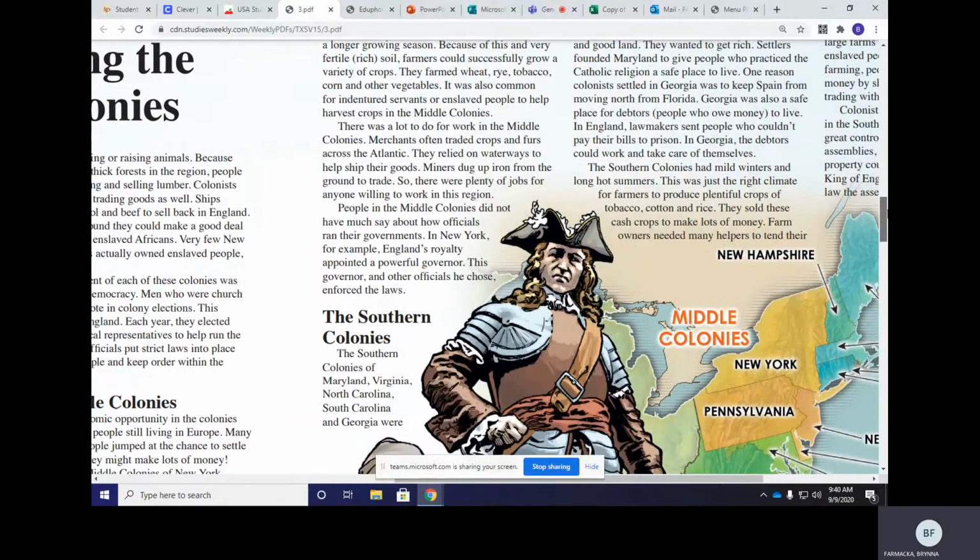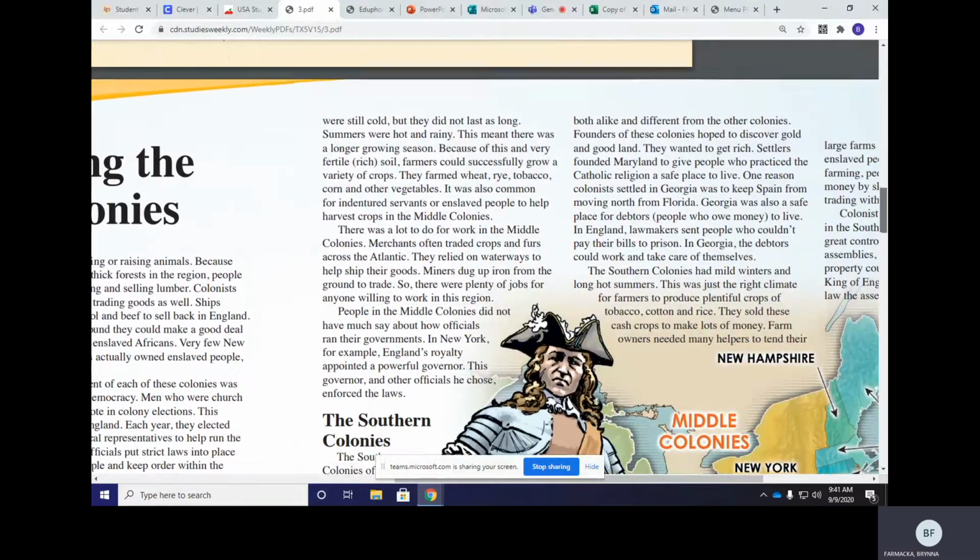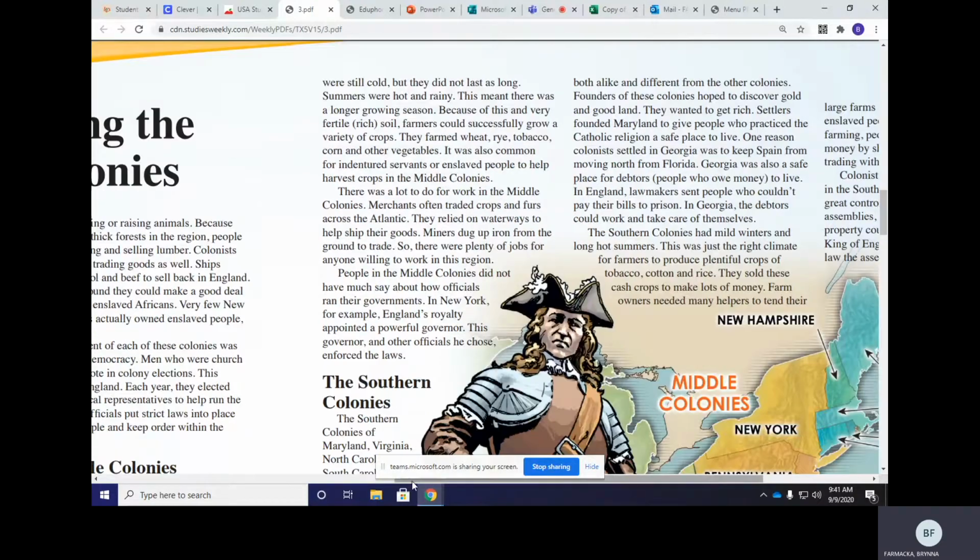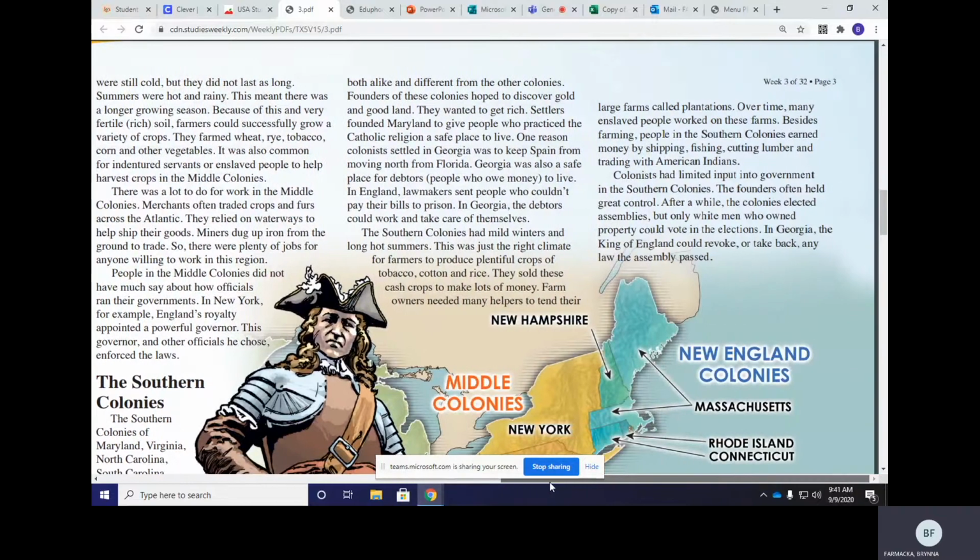The Southern colonies. The southern colonies of Maryland, Virginia, North Carolina, South Carolina, and Georgia were both alike and different from the other colonies. Founders of these colonies hoped to discover gold and good land. They wanted to get rich.